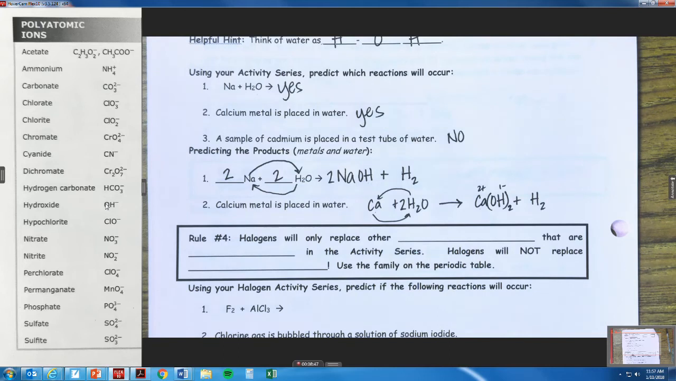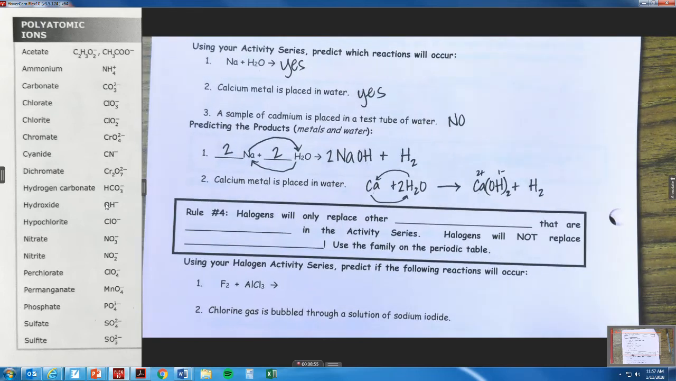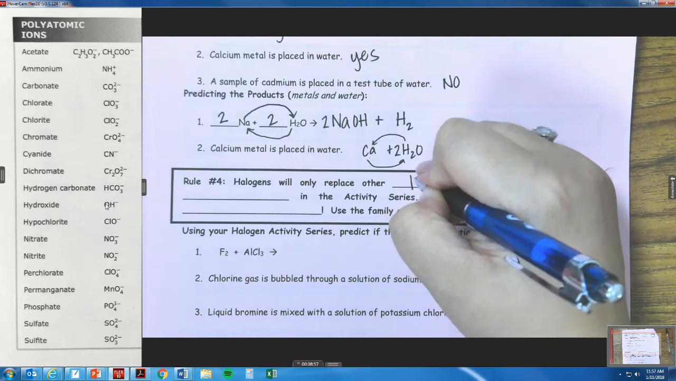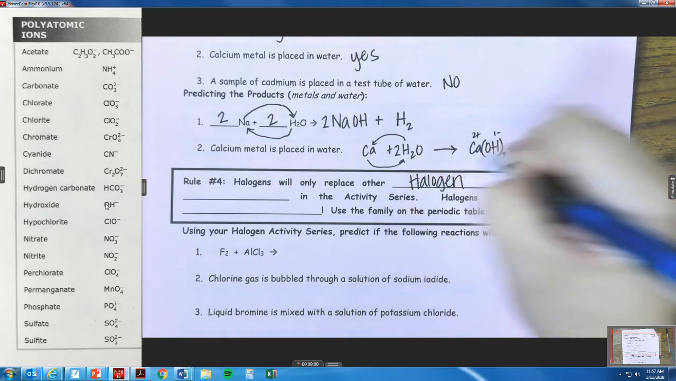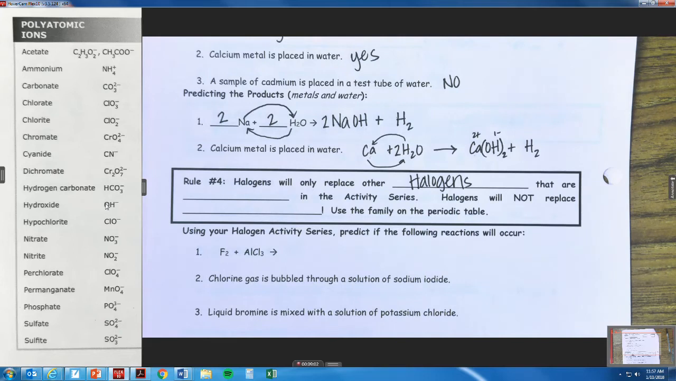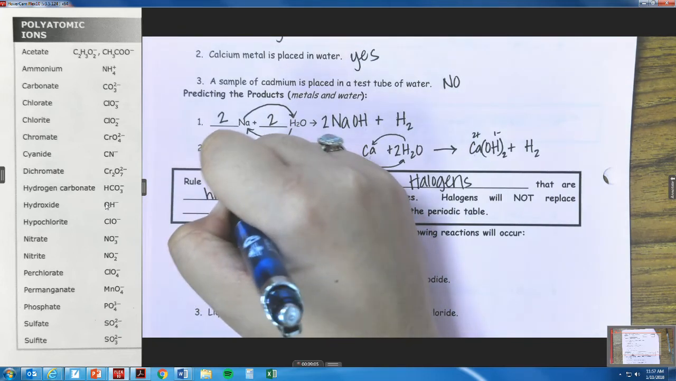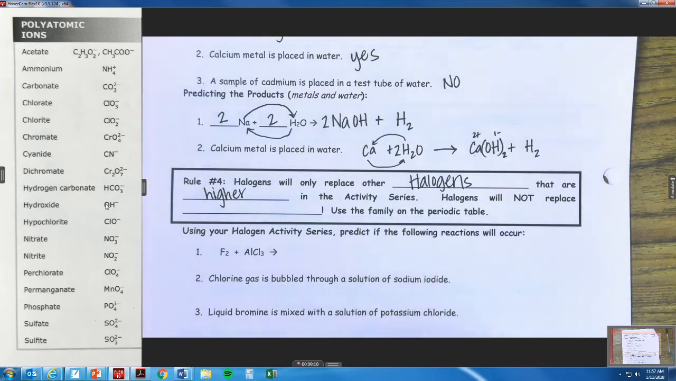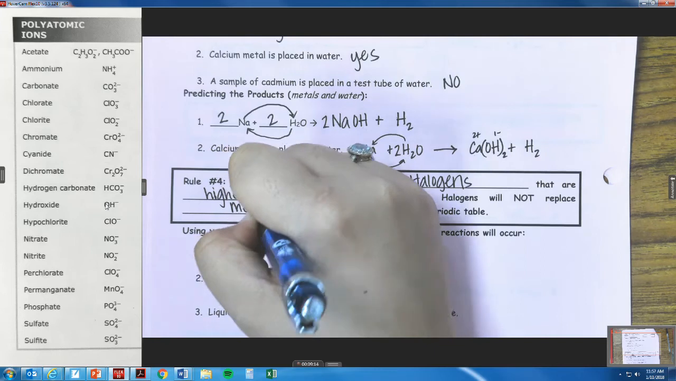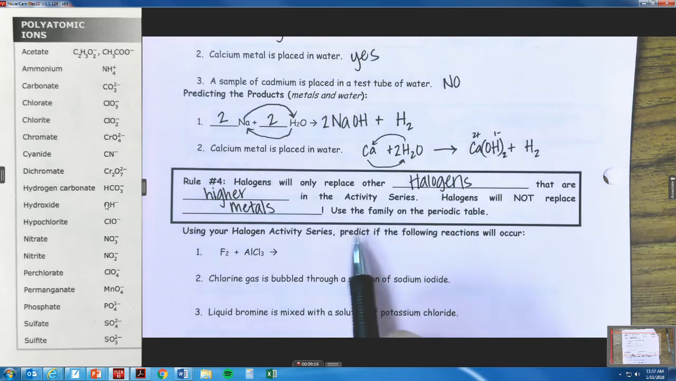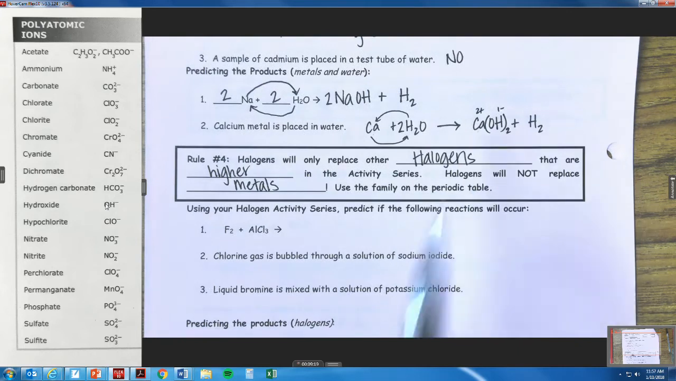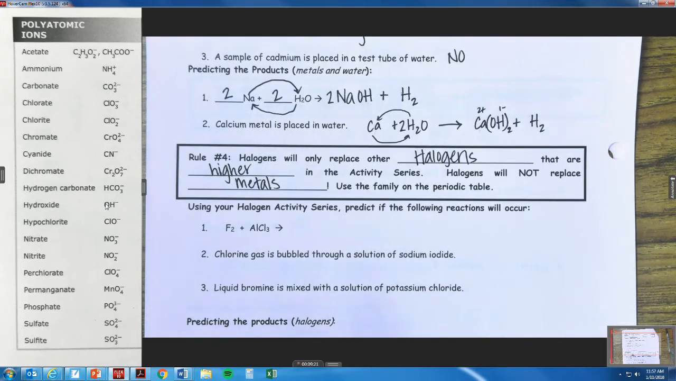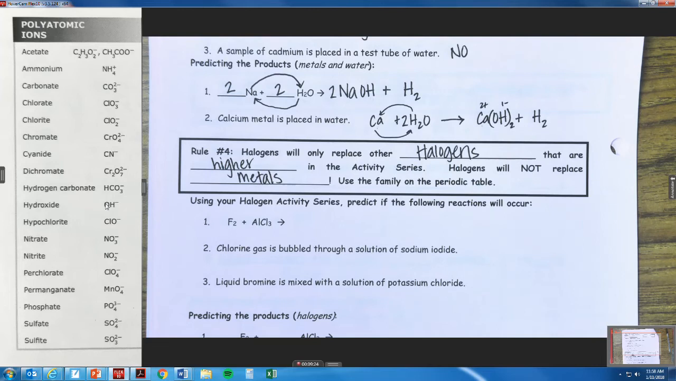Okay, so moving on to rule number 4. Halogens will only replace other halogens that are higher in the activity series. So halogens will not replace metals. Okay, use the family on the periodic table. Okay, so remember, like replaces like. That is our rule for single replacement.